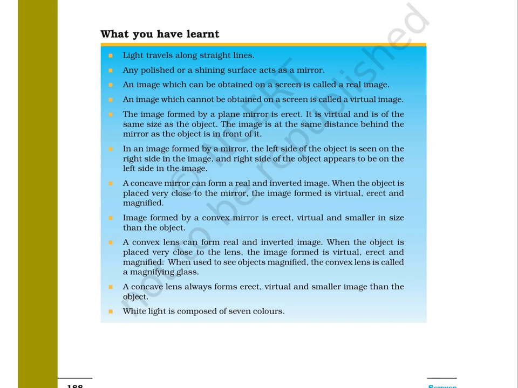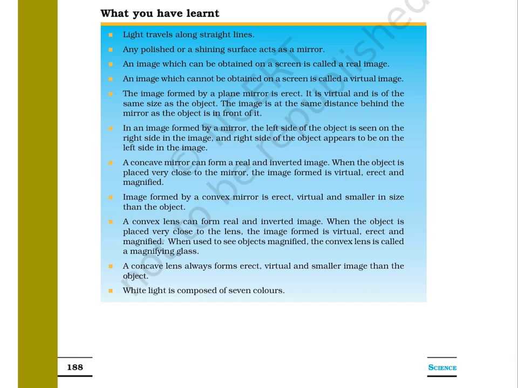6. In an image formed by a mirror, the left side of the object is seen on the right side in the image, and right side of the object appears to be on the left side in the image. 7. A concave mirror can form a real and inverted image. When the object is placed very close to the mirror, the image formed is virtual, erect, and magnified. 8. Image formed by a convex mirror is erect, virtual, and smaller in size than the object.